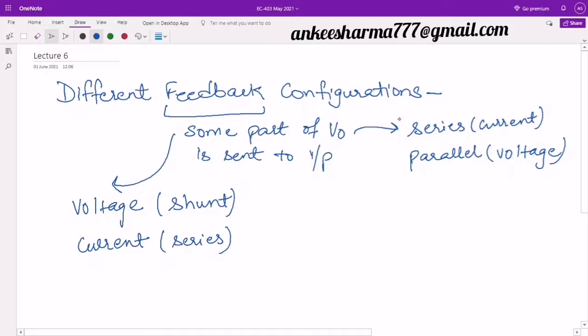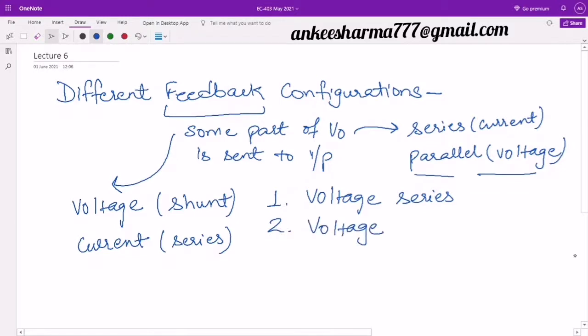It means I can have a voltage series combination: the output will be sent back to the input. When the output is taken in the voltage form, I take voltage here, and when it is sent in series, I call it the voltage series configuration. So this is one way of my feedback configuration. Second could be again I take the output in voltage, but I send it in the shunt form. It means that the output voltage, or part of the output voltage, will be attached with the input in the shunt way, or both are in parallel. The input and this part of the output voltage will be in parallel.